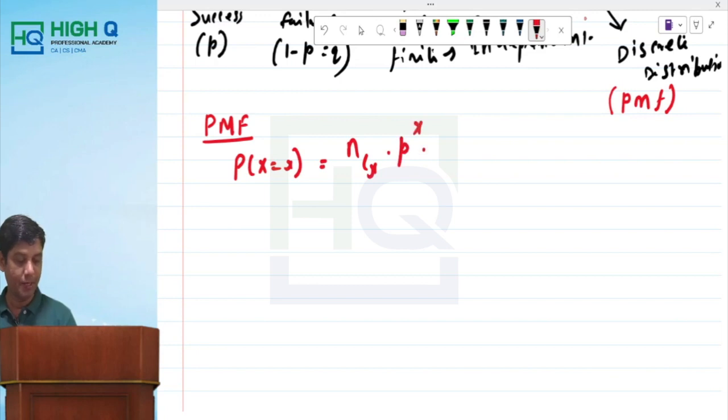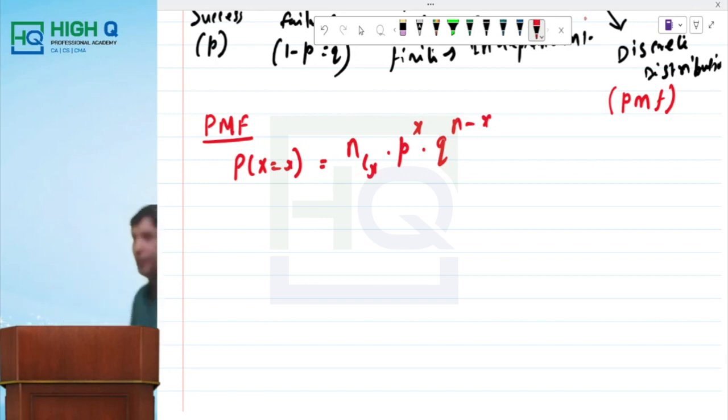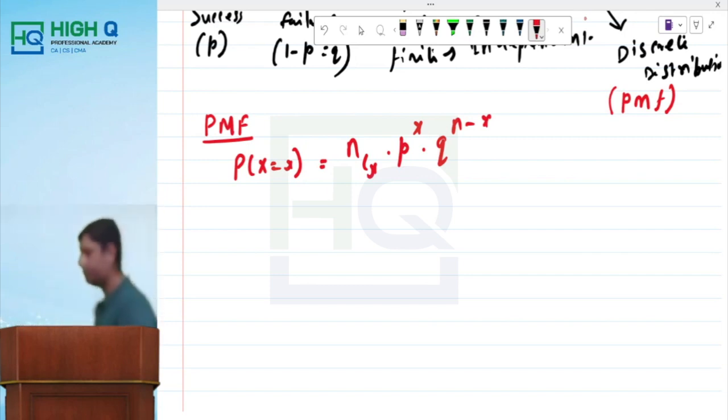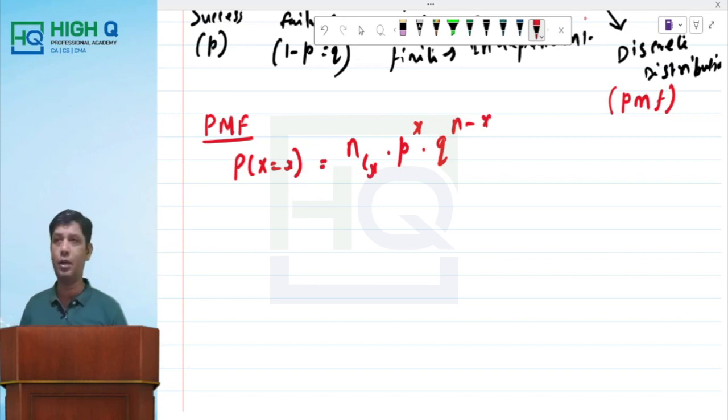nCx, p power x, q power n minus x. Please write it down. So the probability mass function for the binomial distribution is nCx, p power x, q power n minus x. Once again, all of you tell me what the probability mass function is. nCx p power x q power n minus x. This is what we call the Bernoulli trial. Bernoulli invented this method.